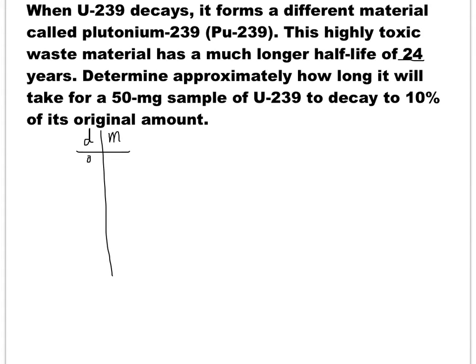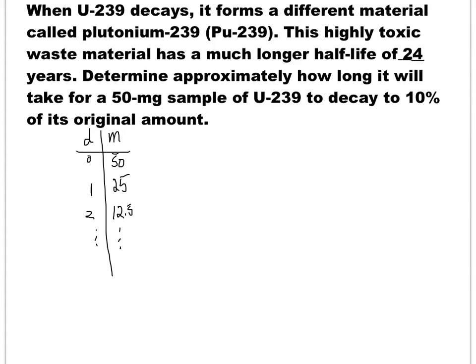When D is equal to 0, meaning there is no half-life gone, we are going to have 50 milligrams. When one half-life is passed, so D equal to 1, we will have 25 milligrams. When two half-lives are passed, we will have 12.5, and so forth.